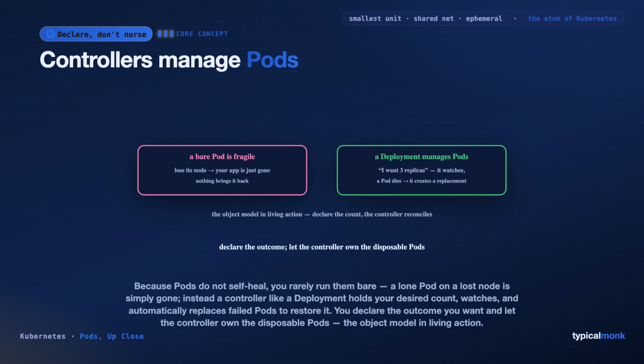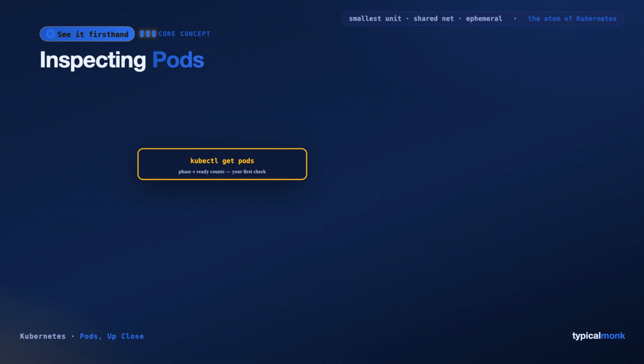So the takeaway: because pods do not self-heal, you rarely run them bare. Instead, a controller like a deployment holds your desired count and automatically replaces failed pods to maintain it. So you declare the outcome you want and let the controller own the disposable pods, which is the object model in living action. Before we recap, let us connect this to what you will actually do at the keyboard, since this is a hands-on class.